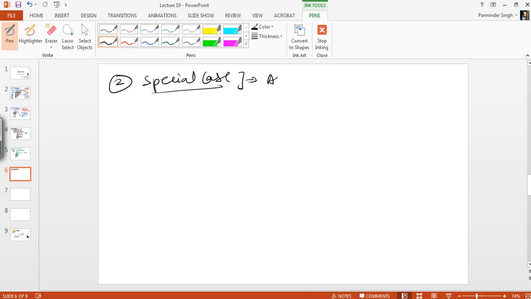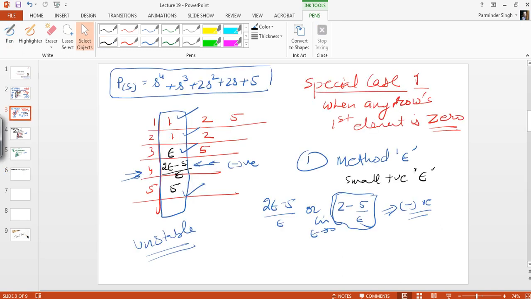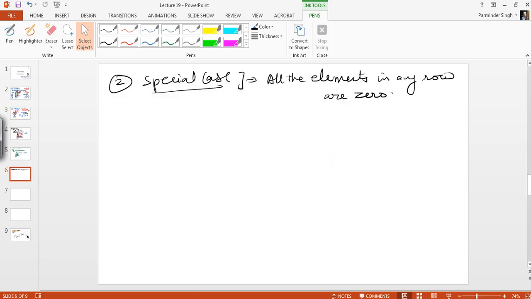So let's take the other special case where all the elements in any row are zeros. This was the case where the first element was 0. Now we have a case where all the elements in a row are zeros. For example, suppose we have a polynomial equation s^4 plus 9s^3 plus 4s^2 minus 36s minus 32. Now let's prepare an array for this.